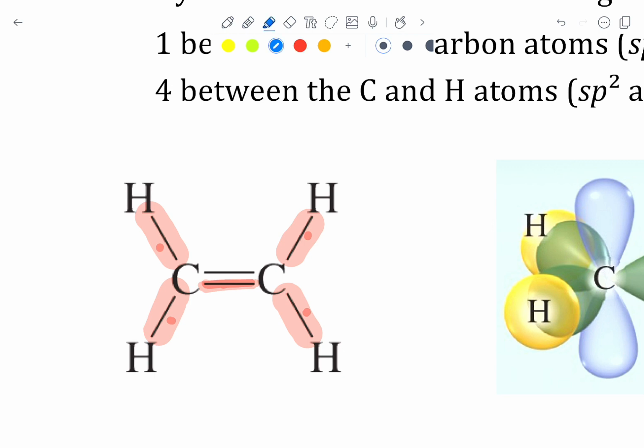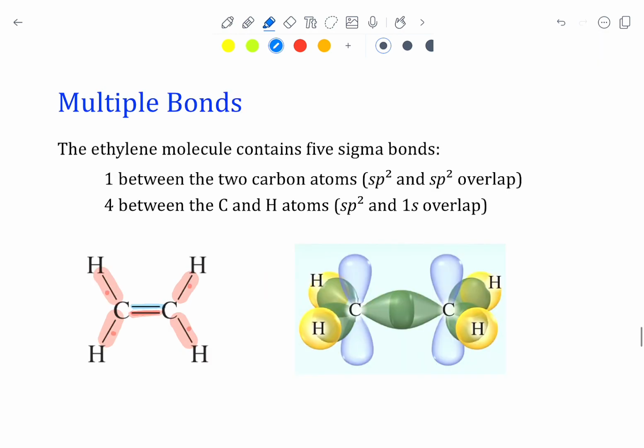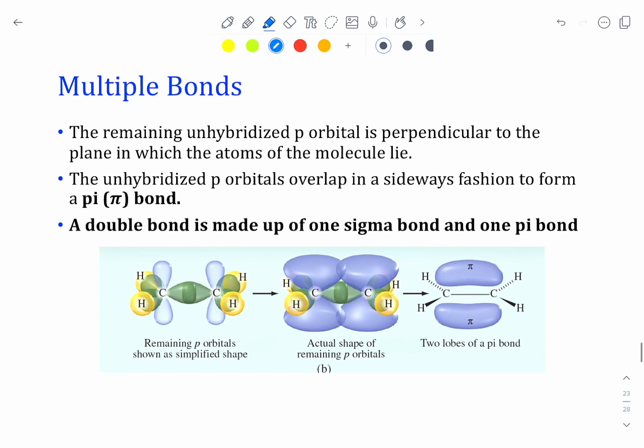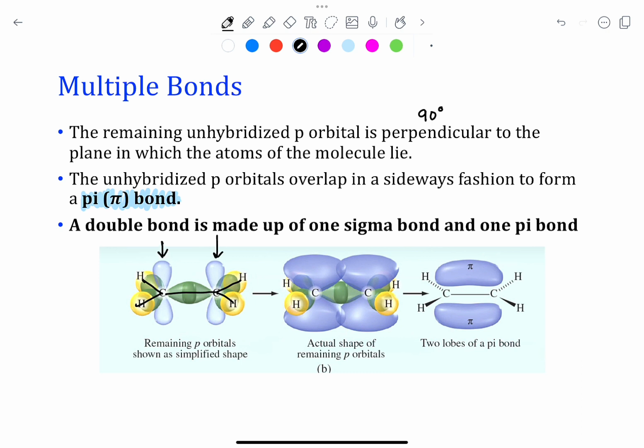So what we want to talk about next is, what's this bond called? Well, that's called a pi bond. So the remaining unhybridized p orbital is going to be perpendicular to the plane in which the atoms of the molecule lie. Here's our internuclear axis that all sigma bonds form on. They're all in the same plane. The unhybridized p orbital is perpendicular to that, so 90 degrees. Here are our p orbitals that are unhybridized. They each have 1 electron in them.